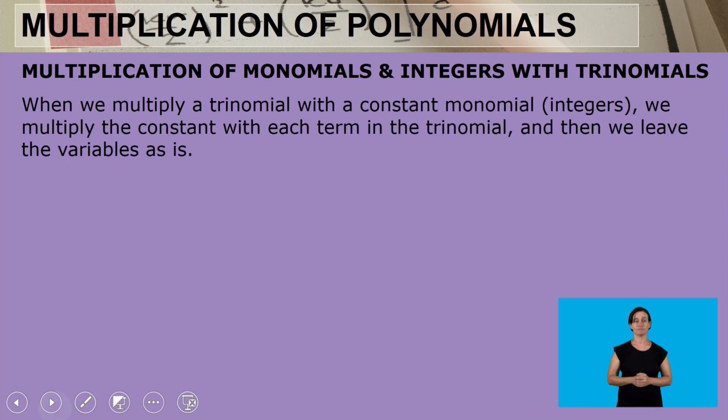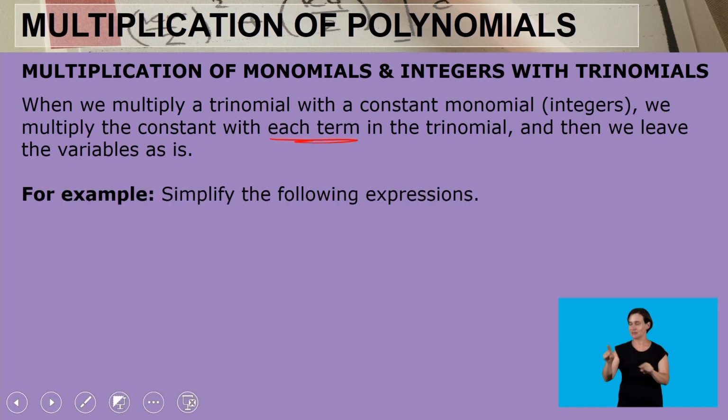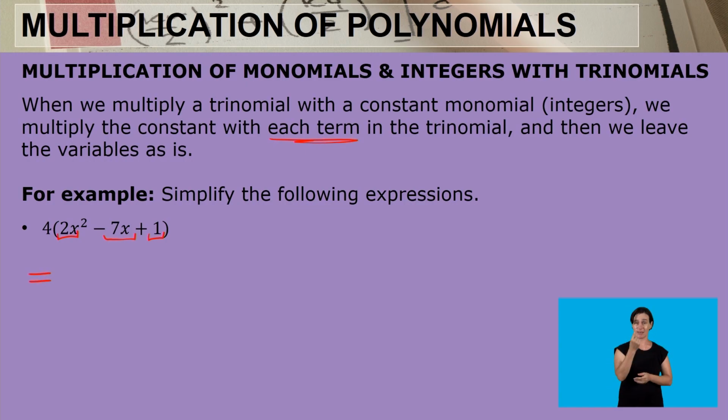Let's look at when we are multiplying trinomials. So when we are multiplying a constant monomial with a trinomial, we need to make sure that each term in the trinomial multiplies with the monomial, just like we did with the binomials, but now we have 3 terms. So we have 4 multiplied by 2x squared minus 7x plus 1. Remember, in the bracket, we have a trinomial because it has 3 terms. So we need to make sure that each of those terms are going to multiply with that 4.